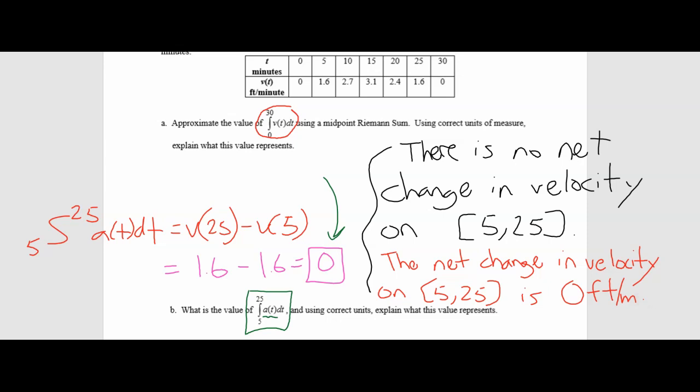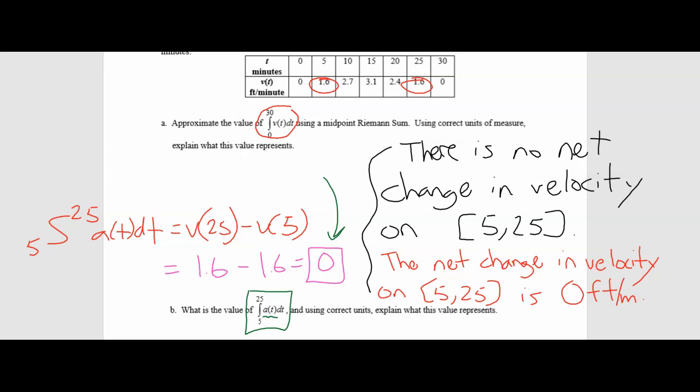Again, that's because if we look at this table, from 5 to 25, we start at a velocity of 1.6 feet per minute, and we end at a velocity of 1.6 feet per minute. So there's 0 net change. Now, that doesn't mean that the velocity is 0 on that interval. It doesn't mean that the acceleration is 0 at every single point on that interval. All it means is that over the entire interval 5 to 25, there is no net change in velocity, or the net change in velocity is 0 feet per minute.